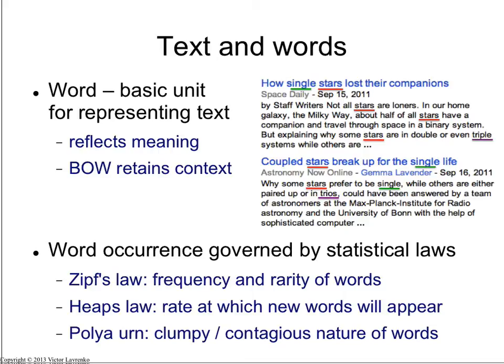And then we'll talk briefly about Polya's urn, and that has to do with the contagious or clumpy nature of word occurrences. So the fact that words don't just occur individually. Once a word happens to occur in text, it's much more likely to be repeated again and again.